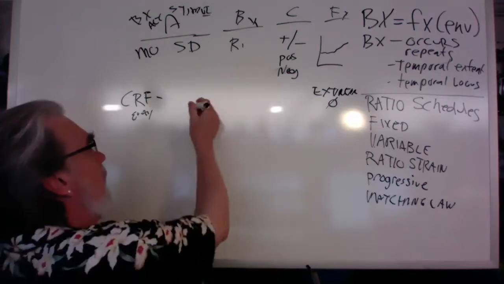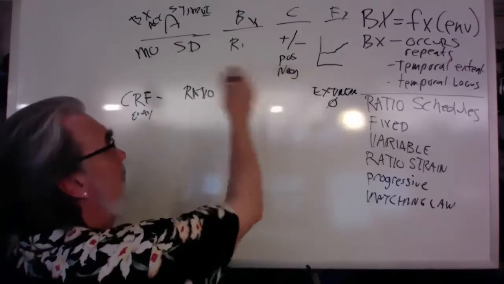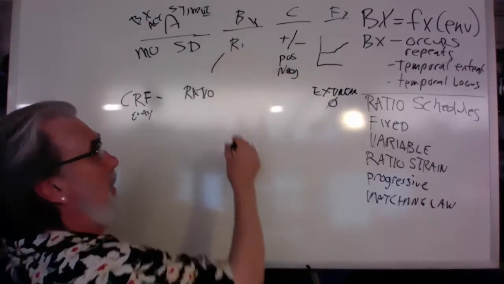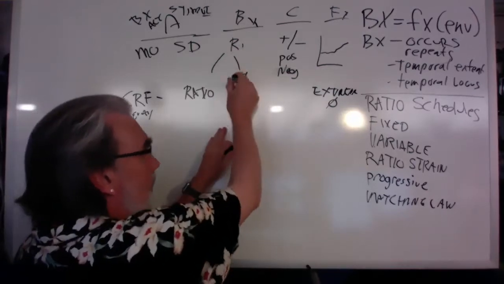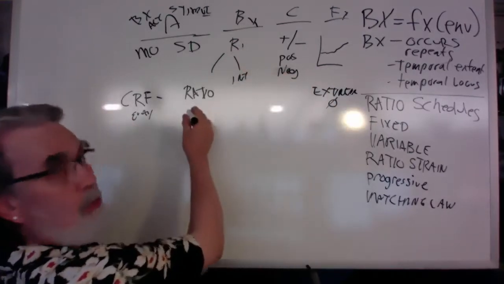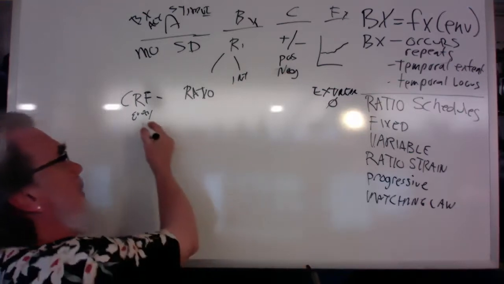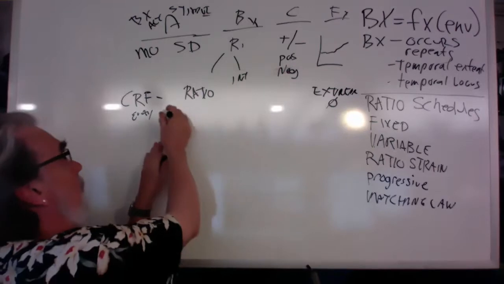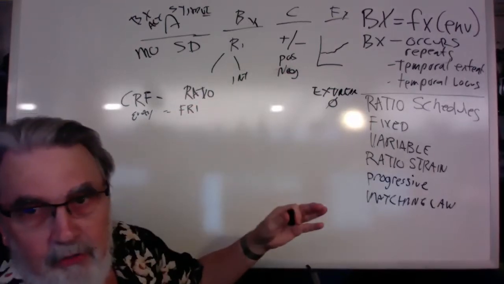Under the simple schedules, we have ratio schedules, which are response-based, the ratio of responses. Next week, we'll have interval schedules, which are based on time. We'll come back to this next week. With ratio schedules, if I'm reinforcing every single time, that's continuous, which is actually also equal to a fixed ratio of every one correct response.